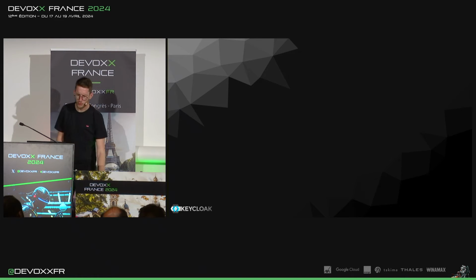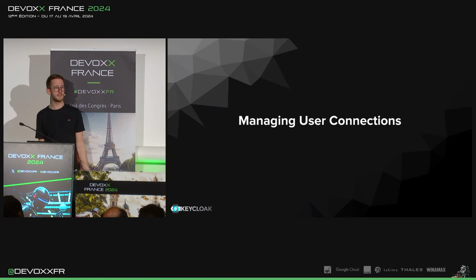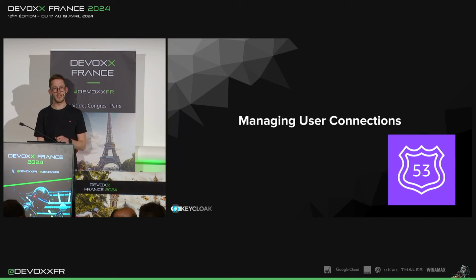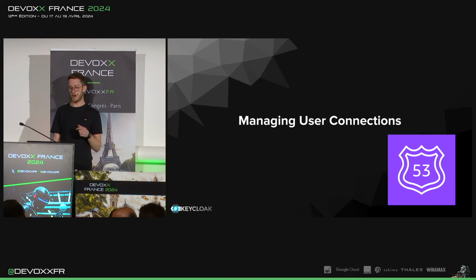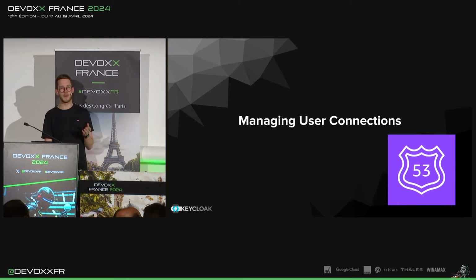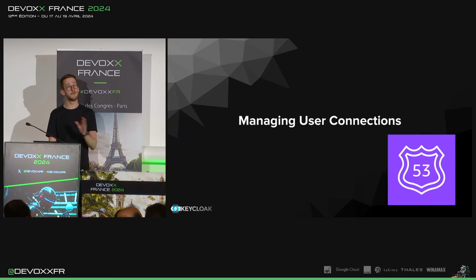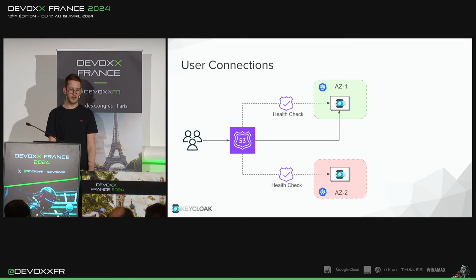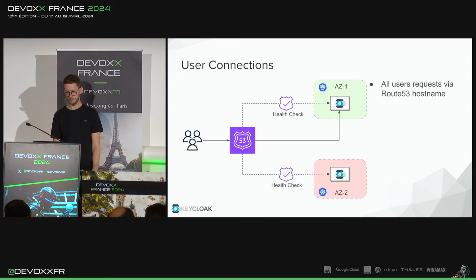So from a user perspective, does this complicate things? As a Keycloak user, do you have to be concerned about which site you communicate with? Luckily, the answer is no. We didn't think that would be acceptable. So what we do is we leverage Amazon's Route 53 DNS service. Luckily for us, the Route 53 service has a built-in active passive failover capability. So the idea is that all users now connect to a Route 53 DNS hostname.